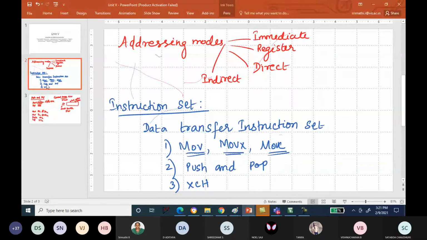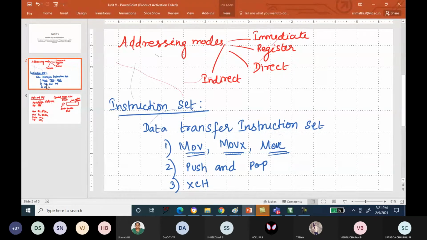MOV is for general data moves. MOVX is for external data moves. MOVC is related to code memory data moves. Code memory is nothing but read-only memory, ROM. Either it may be internal or external, but mostly it will be external code memory data moves. Number 2 is push and pop instructions. Number 3 is exchange instructions.